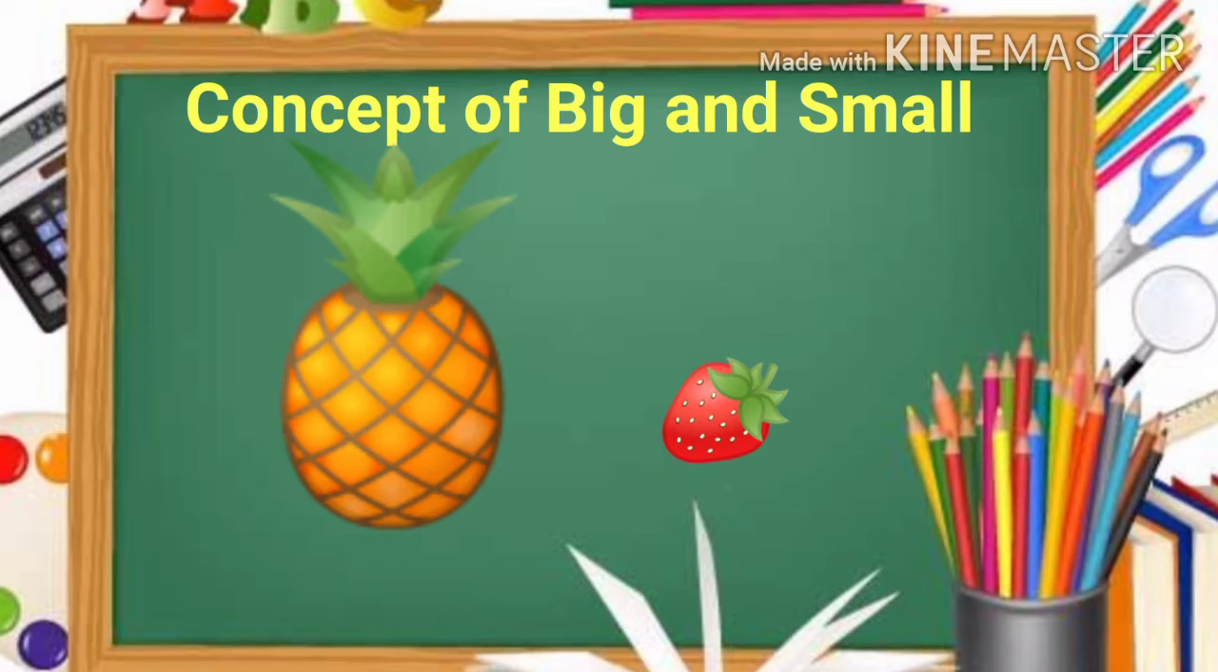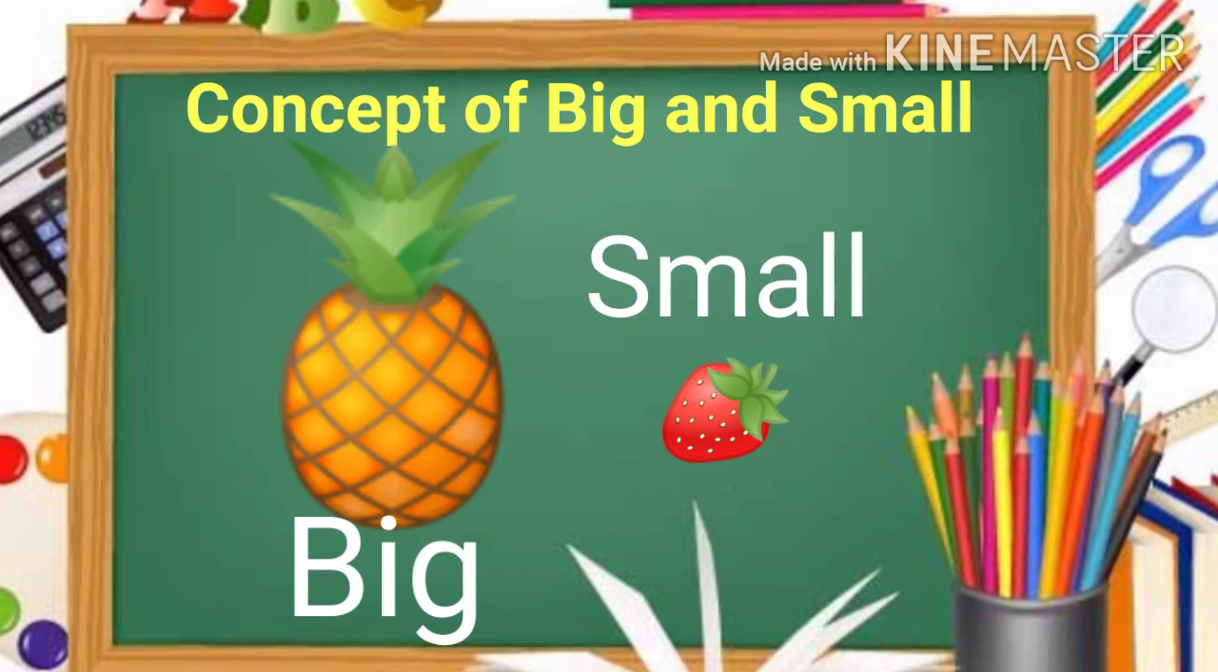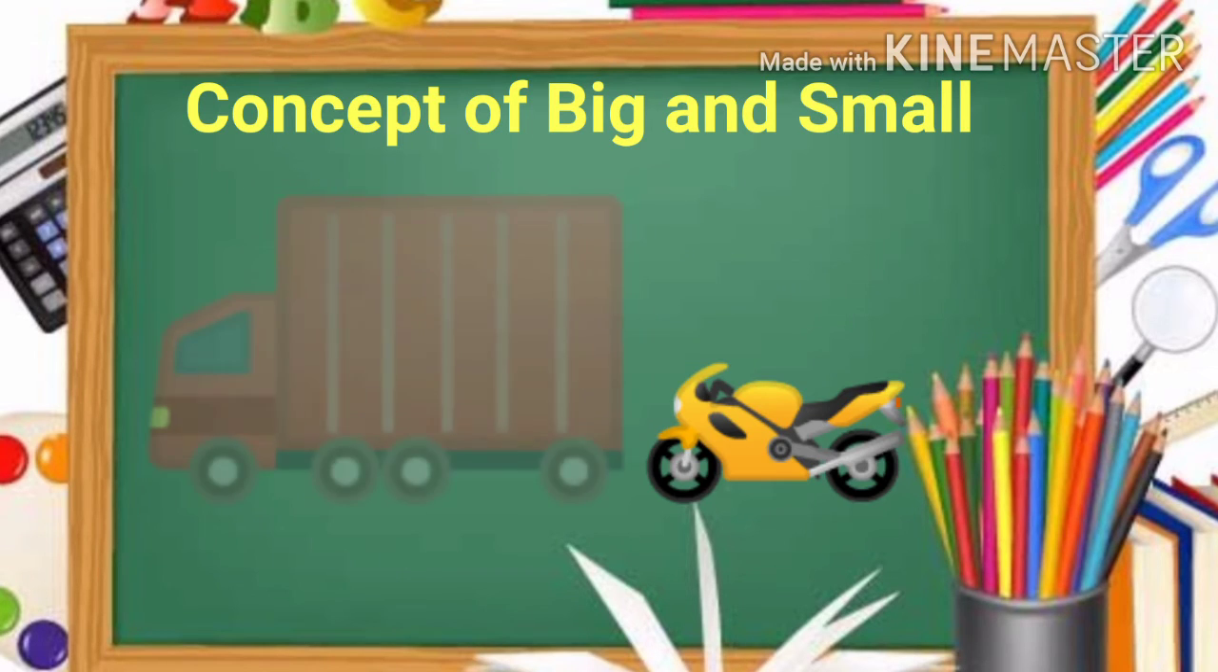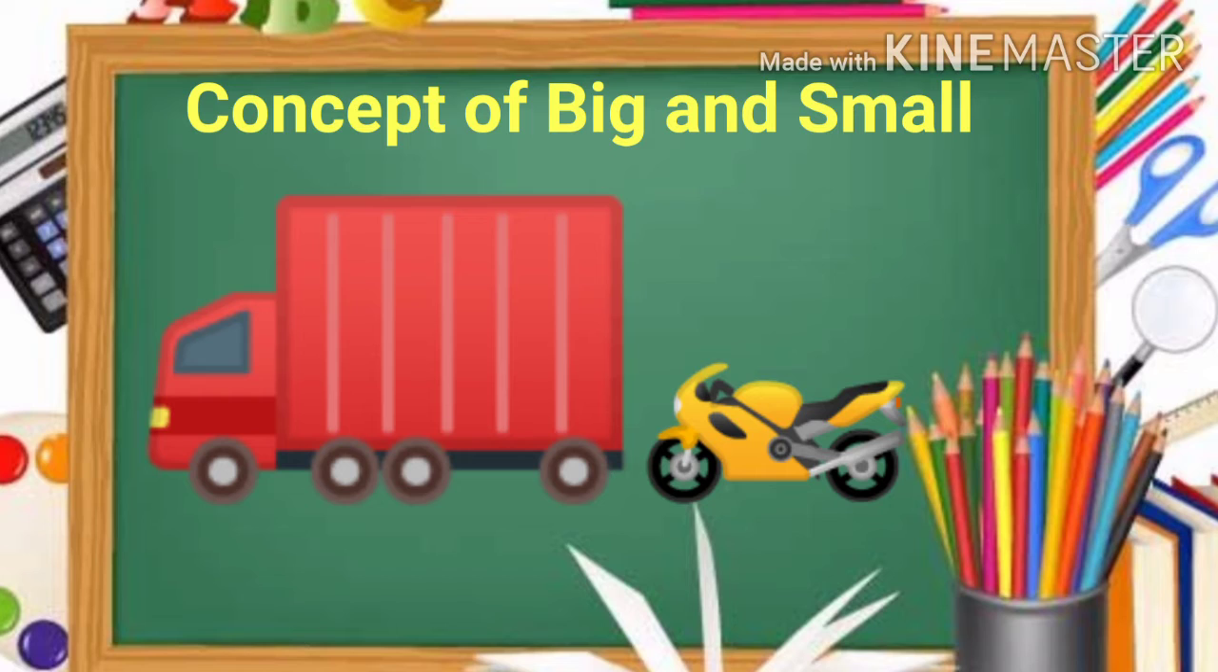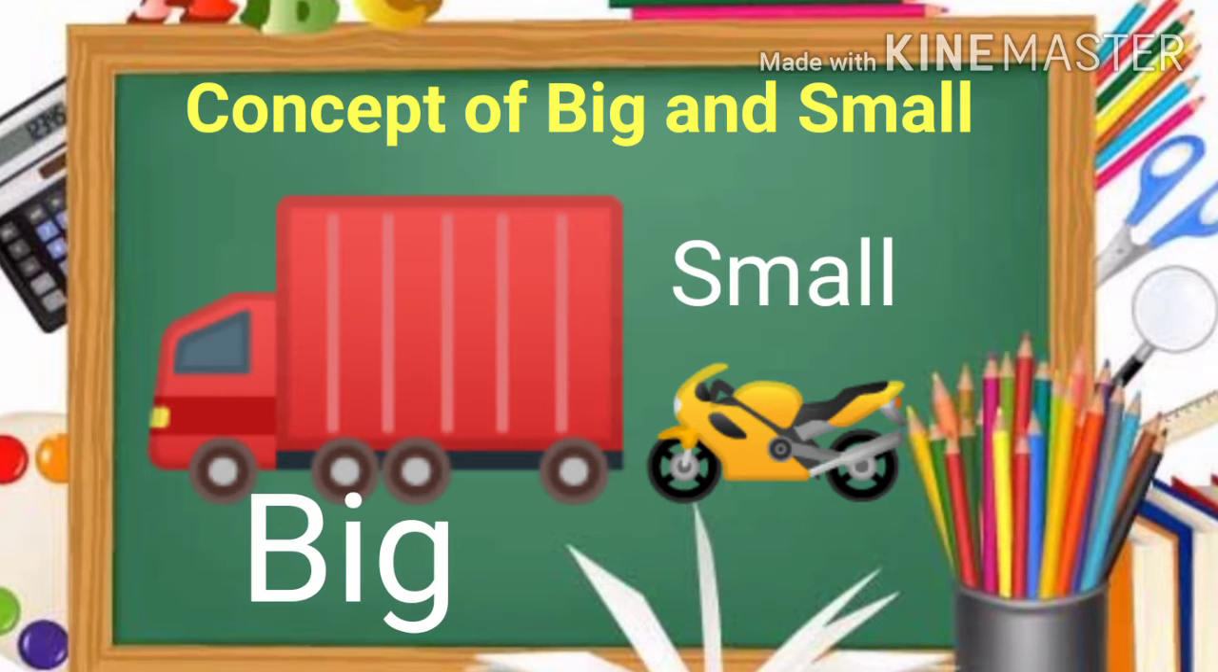Next, look at the pineapple and the strawberry. Can you tell me, Shuni, which one is big and which is small? That's right. Pineapple is a big fruit and strawberry is a small fruit. Next, look at the truck and the motorcycle. Can you tell me, Shuni, which one is big and which one is small? Good. The truck is big and the motorcycle is small.